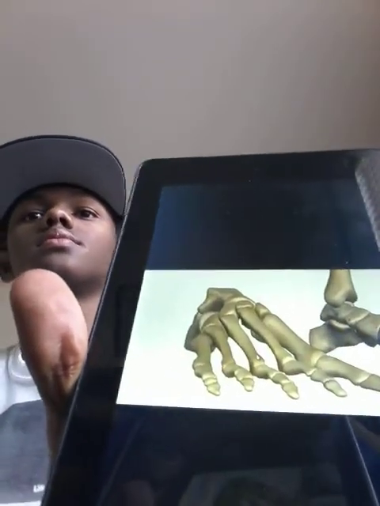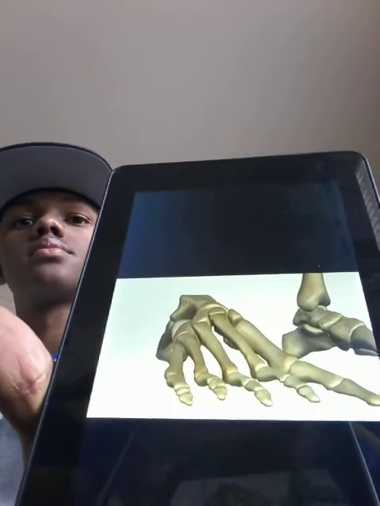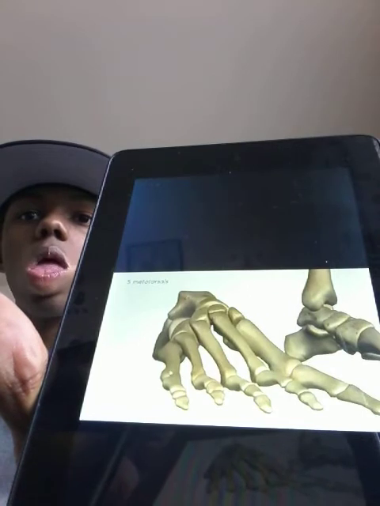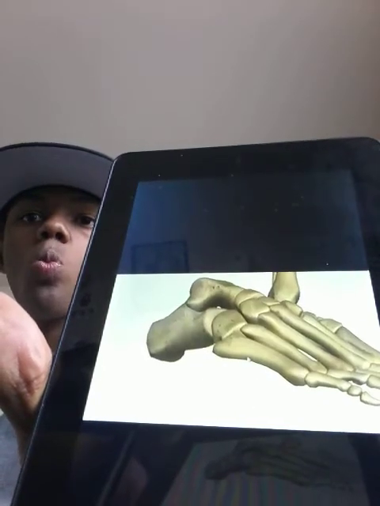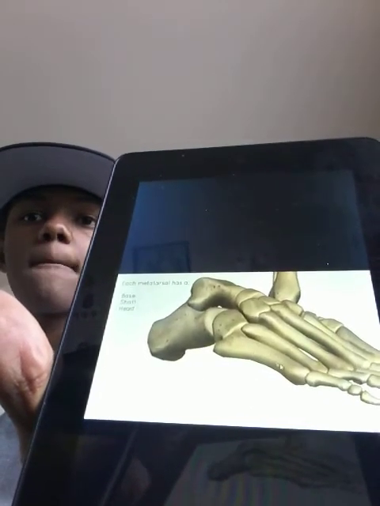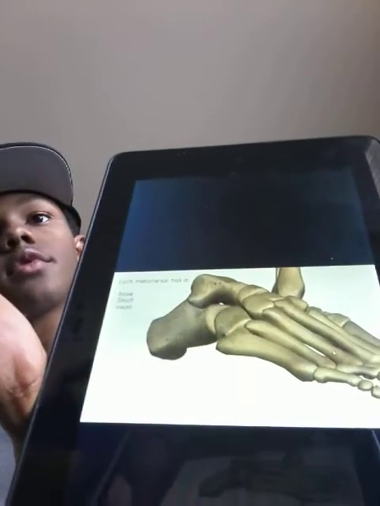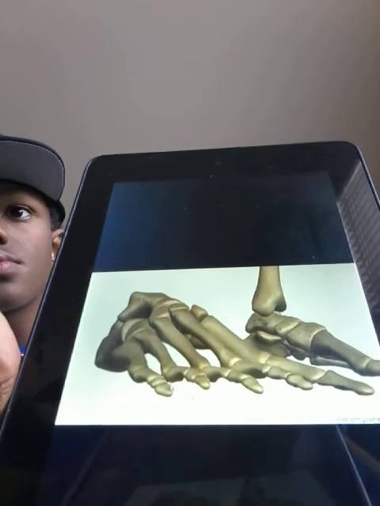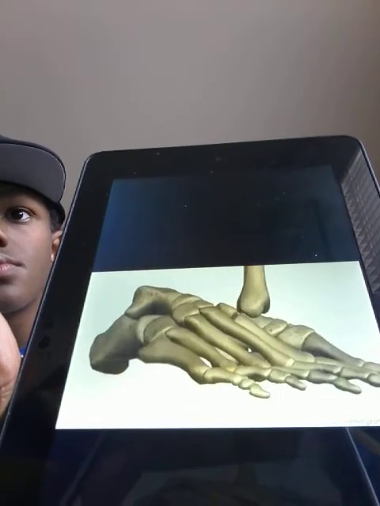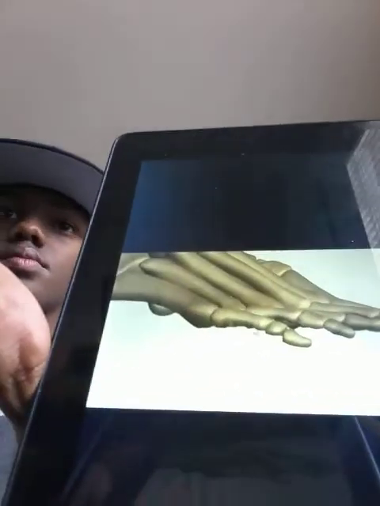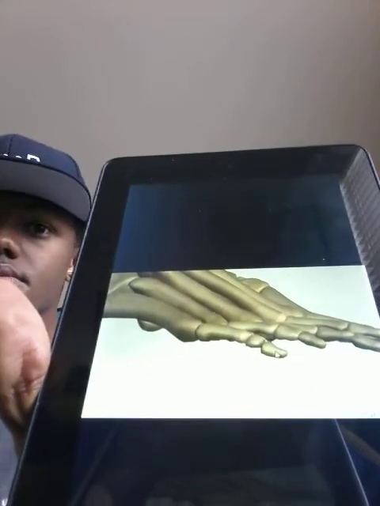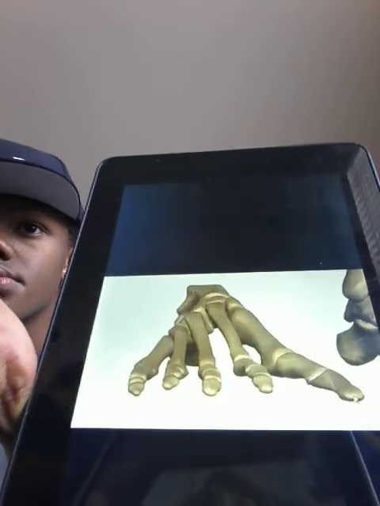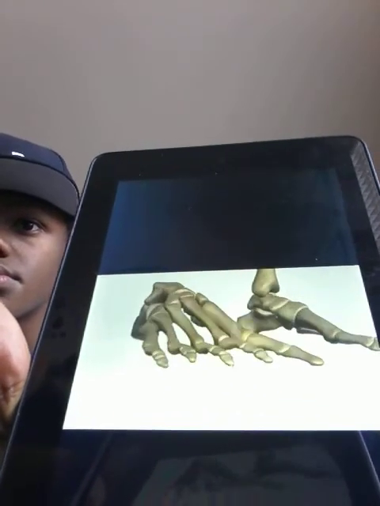So anterior or distal to the distal tarsal bones, you've got the 5 metatarsals. So you've got a base, a shaft and a head to each metatarsal, and then even more distally you've got the phalanges. So the phalanges consist of 3 bones, so you've got a proximal, a middle and a distal phalanx, except for the great toe, which just has a proximal and distal phalanx.